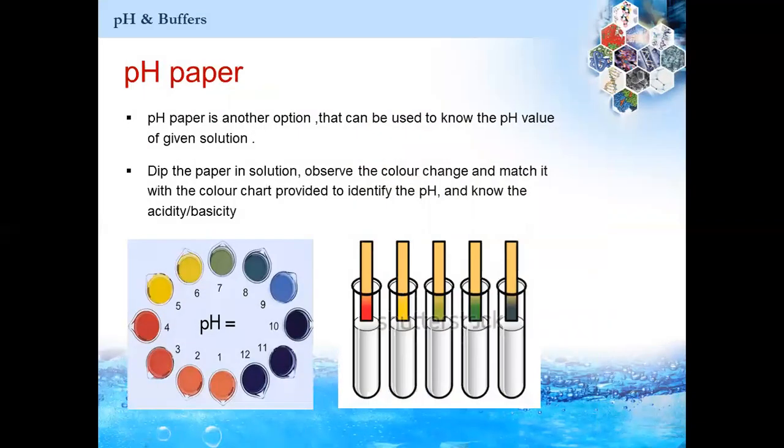Another method by which we can detect pH is using a pH paper. This is another option we have, and it can be used to know the pH value of a given solution. And here also we can just dip the paper in the required solution and match the color that it changes to with the color chart provided to identify the pH. Usually in the color chart, the colors are correlated with pH values.